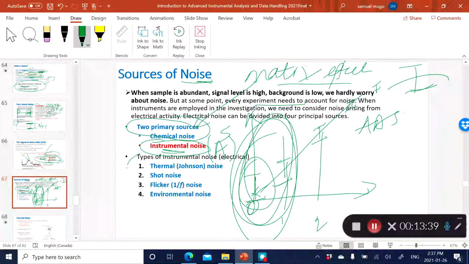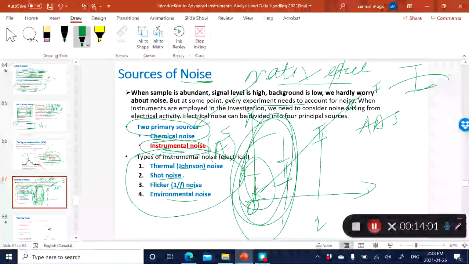But remember, there are different types of instrumental noise that come from the instruments. And all of them are electrical. The 4 types are Johnson noise, the shot noise, the flicker noise, and environmental noise. And I'd like you guys to understand the differences between them and what possibly you can do if at all you're an instrument manufacturer, for example.